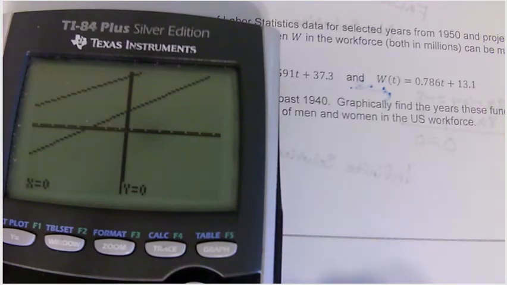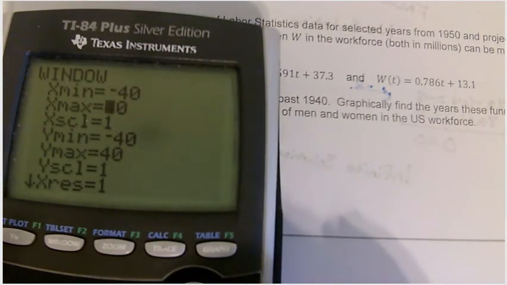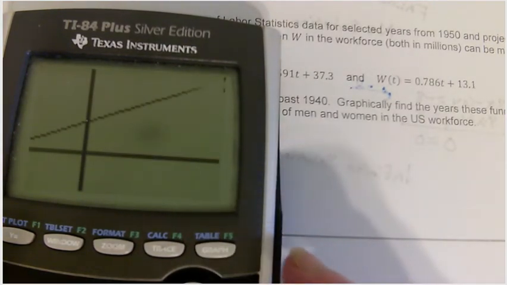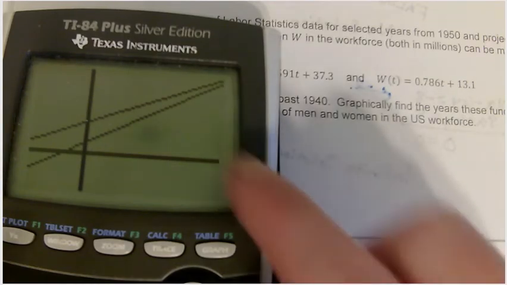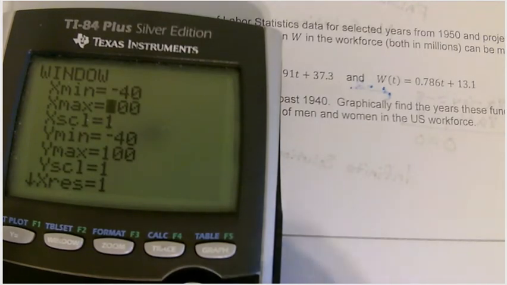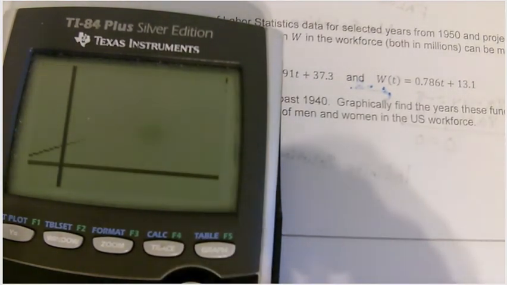Notice I still don't see where they cross. So we may have to play with the window a little bit. Let's make this go all the way to 100. Let's see if that helps. Here's the first one. Oh, we're almost there. They're crossing right there, so I'm going to keep doing that. Let's just go to 200. Here's the first one. Here's the second one. Do we see where they cross?